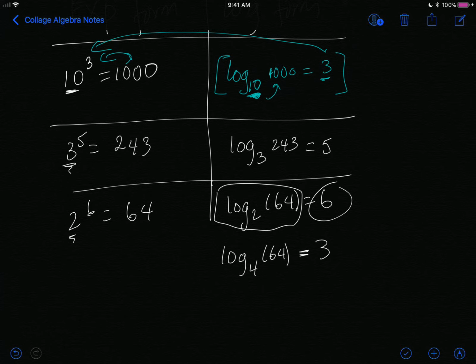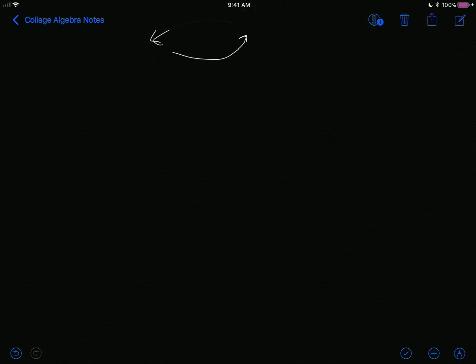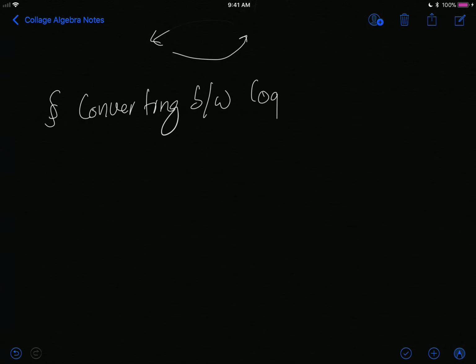Now, an important ability to have when it comes to logs and exponentials is switching between the two sides. If I have a log, converting it to exponential form. If I have an exponential form, converting it into log form. So let's look at that right now: converting between logs and exponential form.